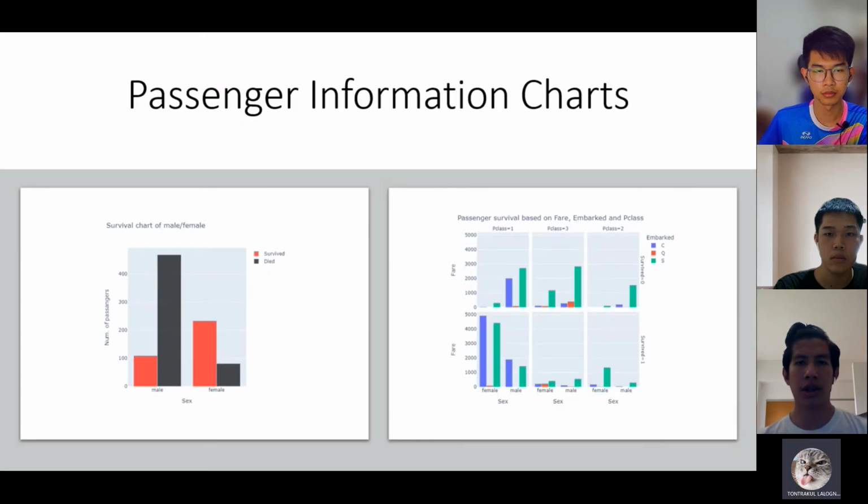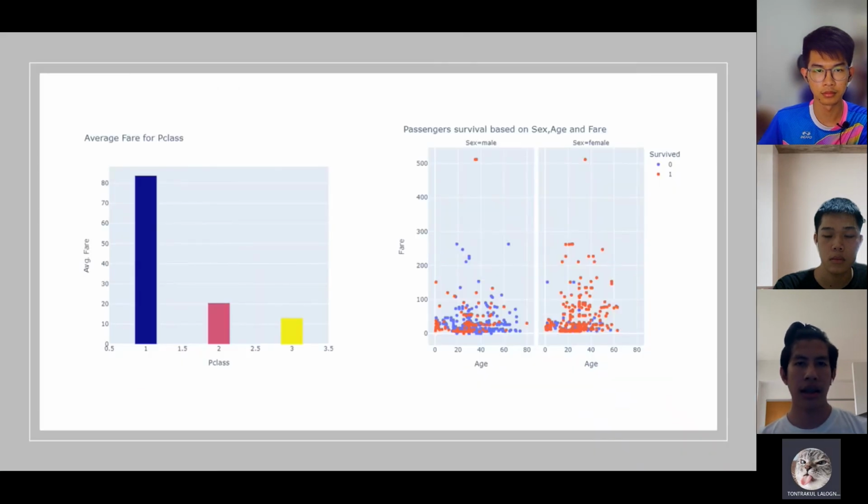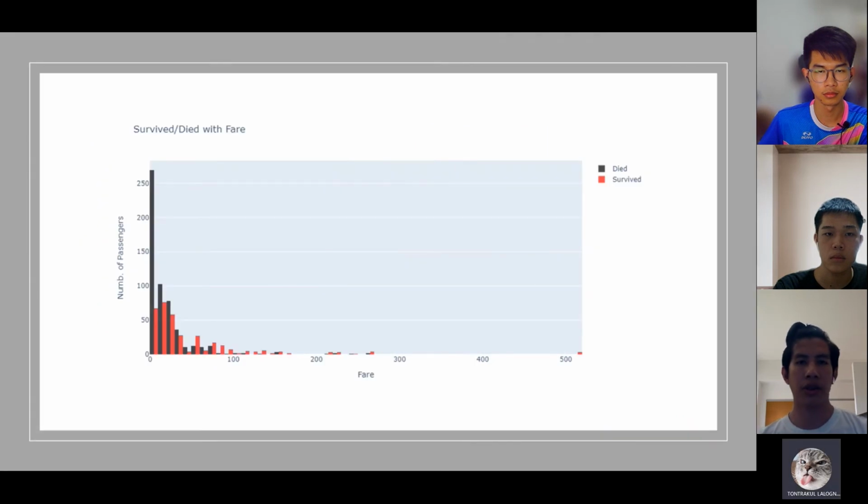This slide presents several charts of male, female, and the passengers based on fare, embarked, and Pclass. Next, this presents the average fare of the Pclass and the passenger level based on sex, age, and fare. For this slide, it shows who survived and died with fare.